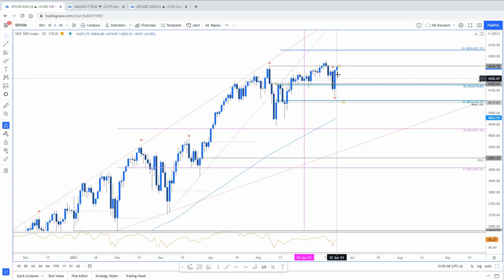The fact that we reversed and took all this out puts the same levels in play that we were looking at. Immediate resistance today, right now, in my humble opinion, 4245 into 4247. That's the record high day close. We're there now. Look for a reaction here today.